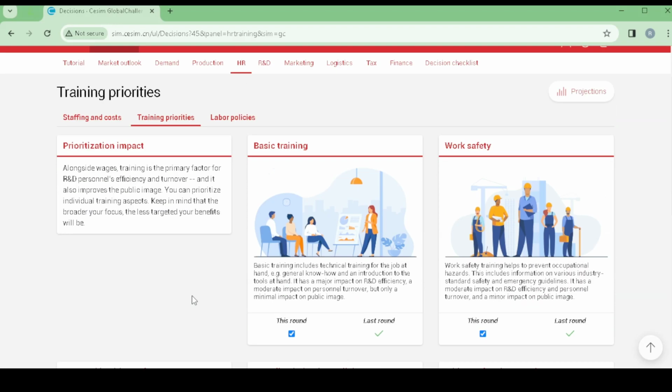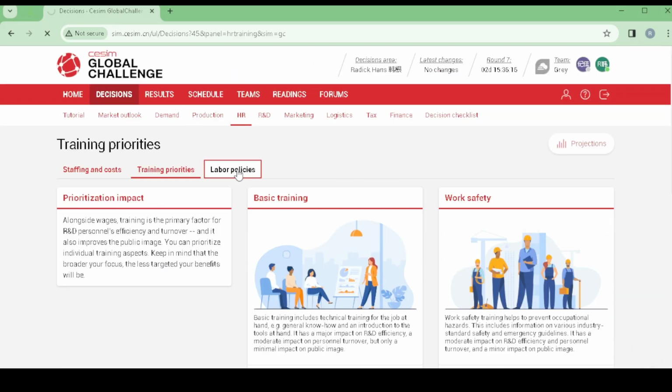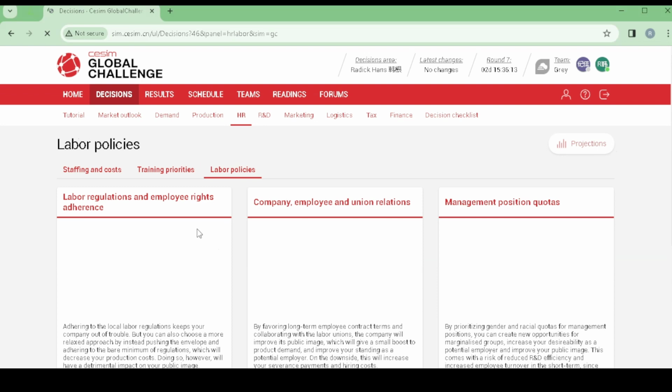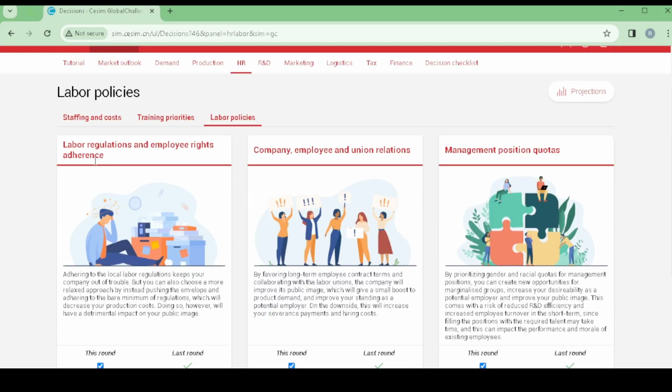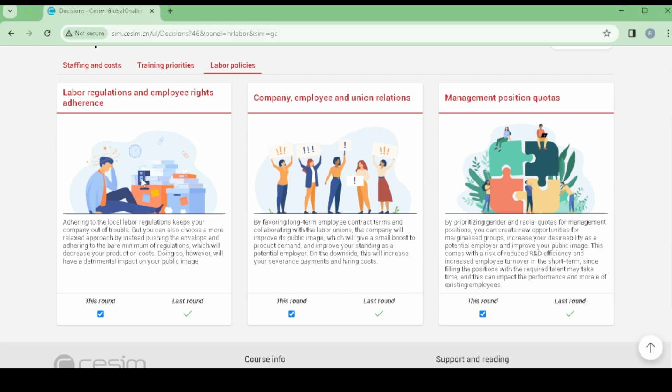Next, we have something called the labor policies. Now the labor policies, we are going to talk about first the labor regulation and the employee rights adherence. So we are being told that adhering to the local labor regulations keeps your company out of trouble. But you can also choose a more relaxed approach by pushing the envelope and adhering to the bare minimum of regulations, which will increase your production costs. Doing so, however, you have a detrimental impact on your public image.